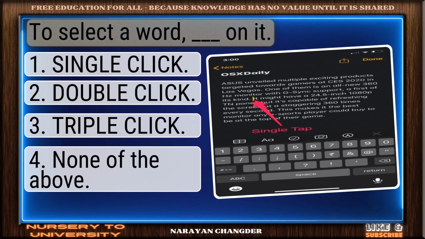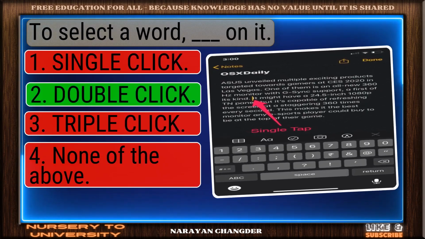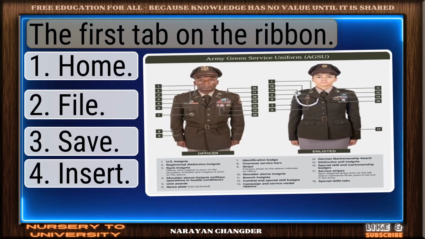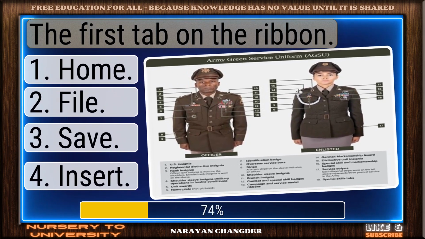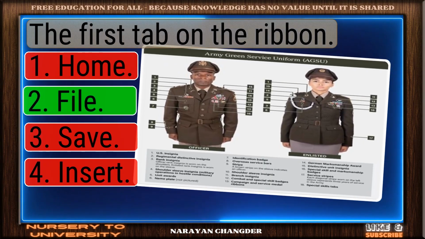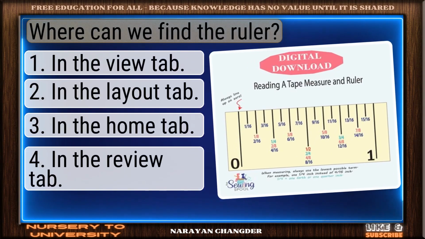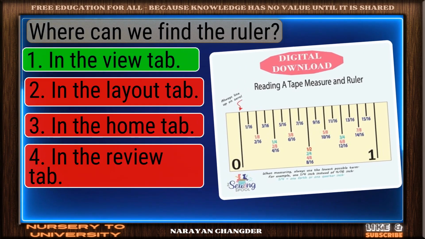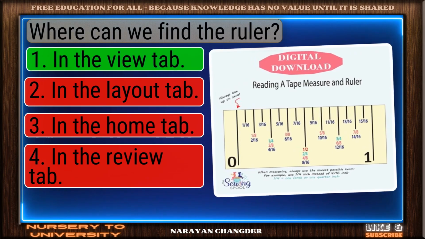To select a word, dash on it. Solid response. Double-click is a valid choice. The first tab on the ribbon. Nice selection. File is the correct and valid answer. Where can we find the ruler? Smart move. In the View tab is an accurate answer.